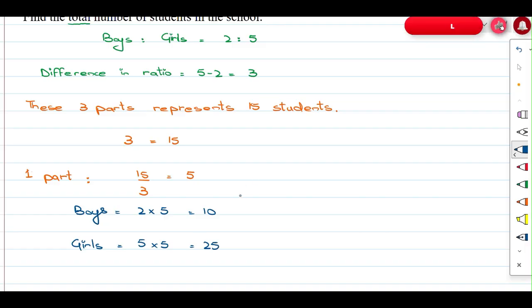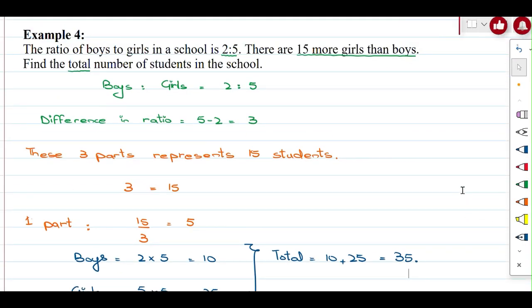Now we need to figure out the total number of students. The total number of students is the sum of the girls and the boys, which equals 35. So there are 35 students in the school, right? Whenever you need to figure out the total, use the difference technique.